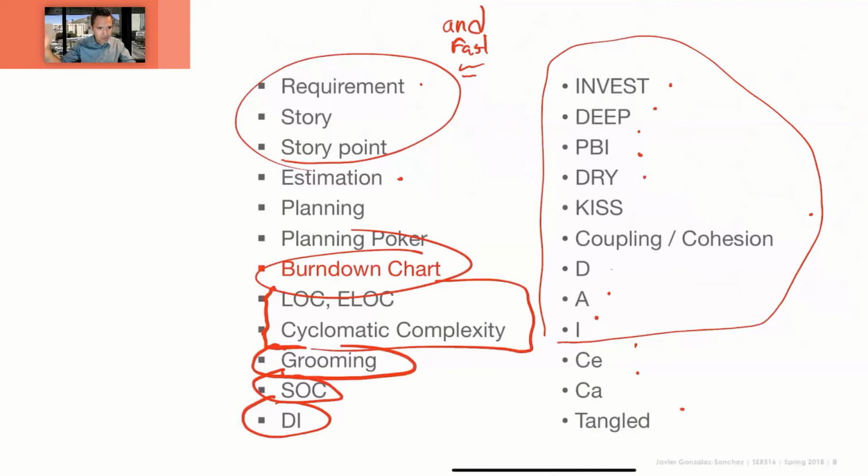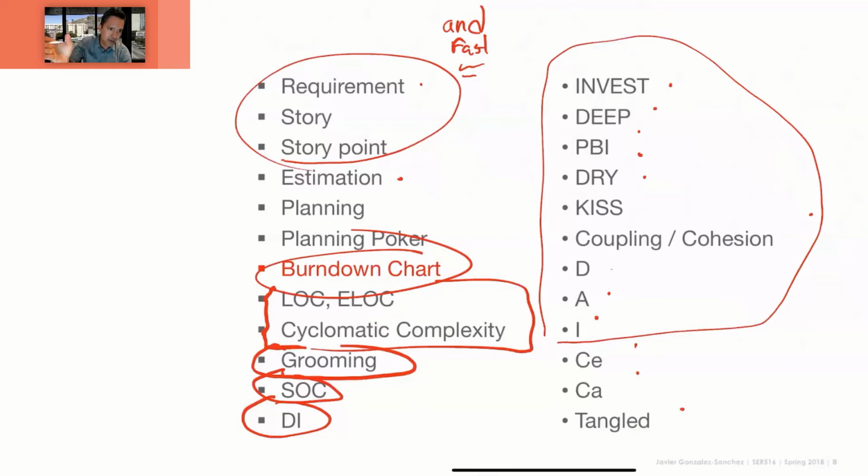Is it applying all the principles? Can you tell me what is the meaning of INVEST? Can you calculate the distance? Can you calculate abstractness? Can you calculate stability? Things that we did in the previous lecture, remember? All those things can be questions. So this is just kind of one picture with very important things to review.